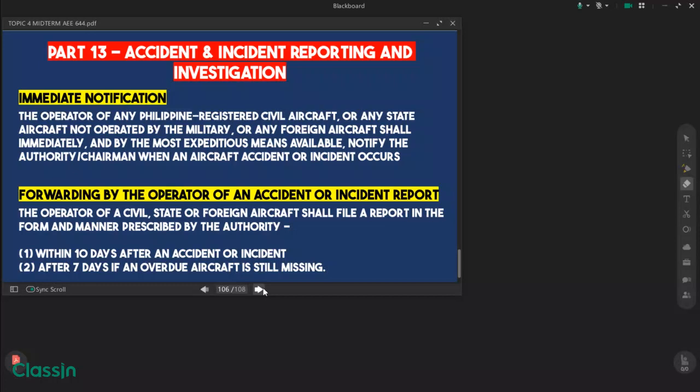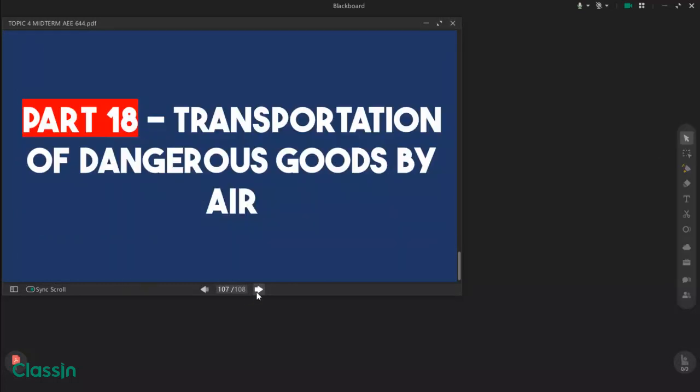So, itatandaan nyo lang dito, kailangan i-notify nyo agad yung CAAP kapag may nangyaring accident or incident. So, the operator of civil, state, or foreign aircraft shall file a report in the form and manner prescribed by authority. Okay, tandaan nyo ha, within 10 days after an accident or incident. Okay? Then, after 7 days, if an overdue aircraft is still missing. So, remember na lang yung mga dates natin dito. Kung ilang days siya. Okay?